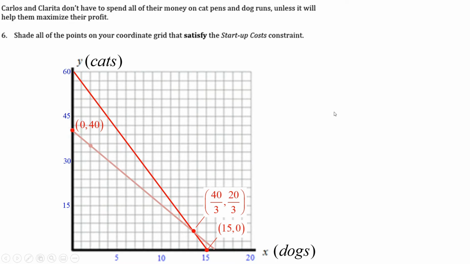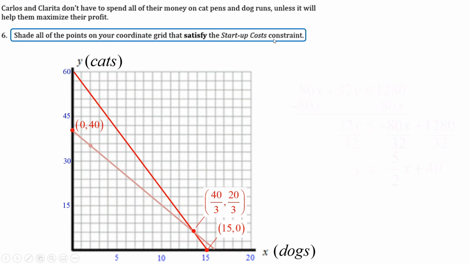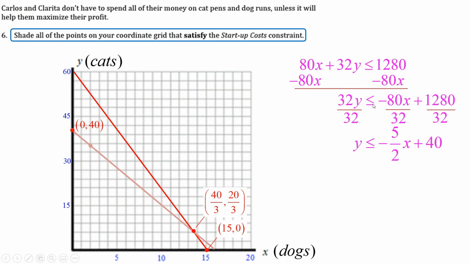Carlos and Clarita don't have to spend all of their money on cat pens and dog runs unless it will help them maximize their profit. Shade all of the points on your coordinate grid that satisfy the startup cost constraint. Remember we did the feasible region for both constraints earlier, but now we're talking about just the one startup cost constraint. Shade the points.